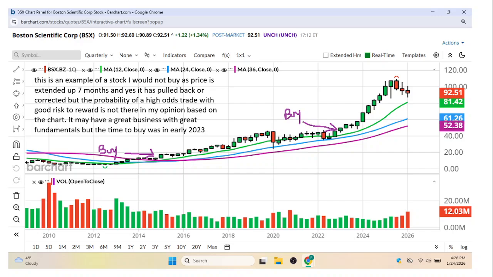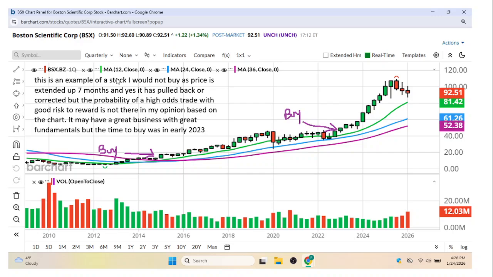So this is a chart. This is a quarterly chart, so each candle on here is 3 months. Quarterly chart, Boston Scientific Corp, symbol BSX. Again, you can look at this for yourself, but I just took some notes.